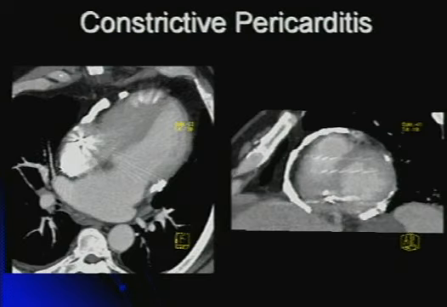This is an example from a patient who was having heart failure symptoms and was noted to have a thick, nearly circumferential rind of pericardial calcification, as well as some tubular deformation of the right and left ventricles, seen here on the four-chamber view, consistent with constrictive pericarditis.